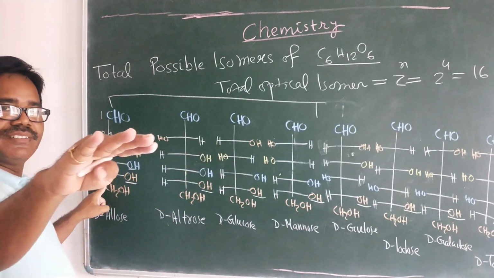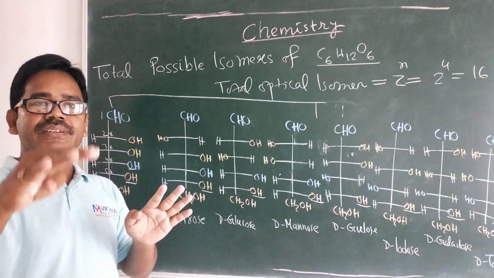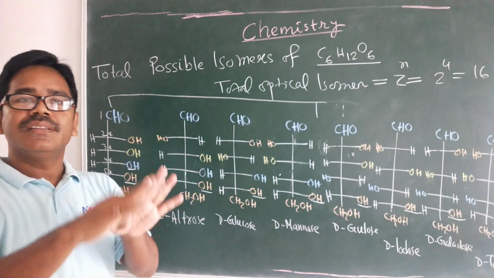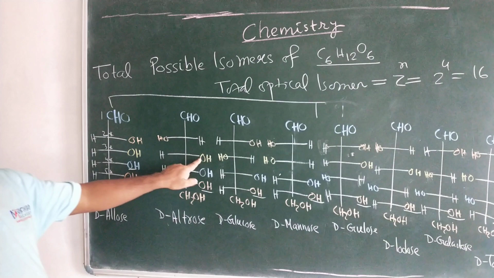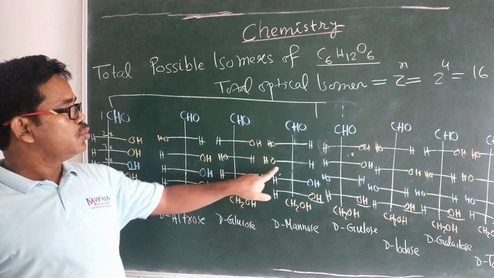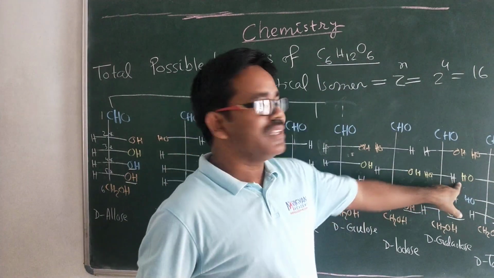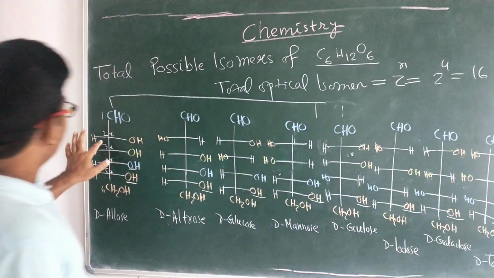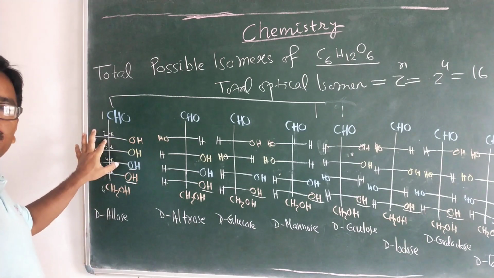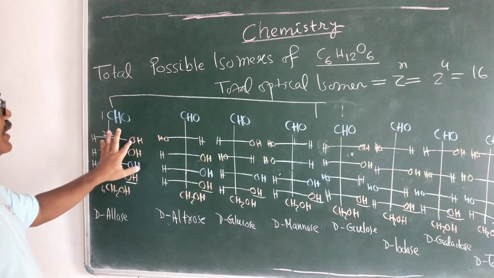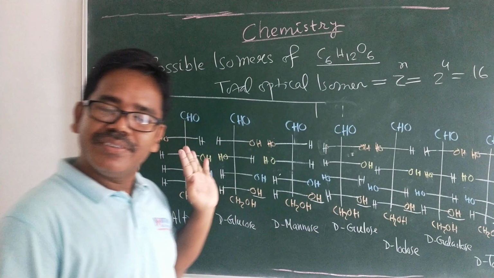In all 8 structures, at carbon number 4 the OH group is on the right hand side. In the remaining 4 cases, the OH group is on the left hand side. At carbon number 3, 2 OH groups on the right hand side, next 2 on the left hand side, again 2 on the right hand side, and next again 2 on the left hand side. And at carbon number 2, the chiral carbon, the OH group changes its position alternately: right, left, right, left, right, left, right, left.